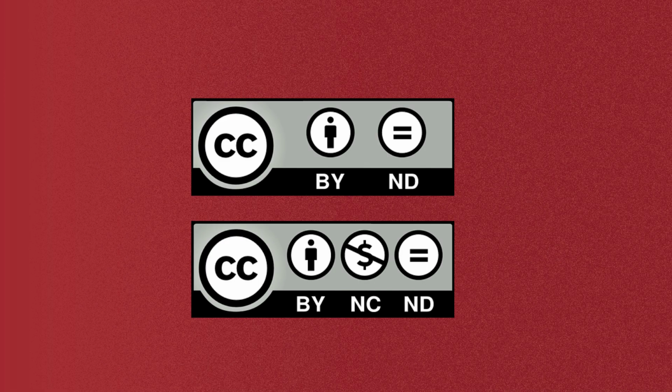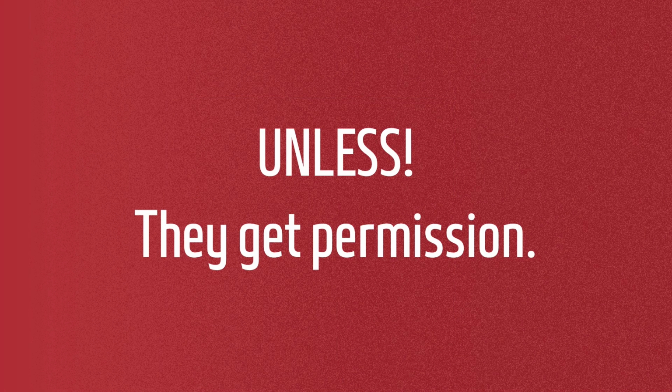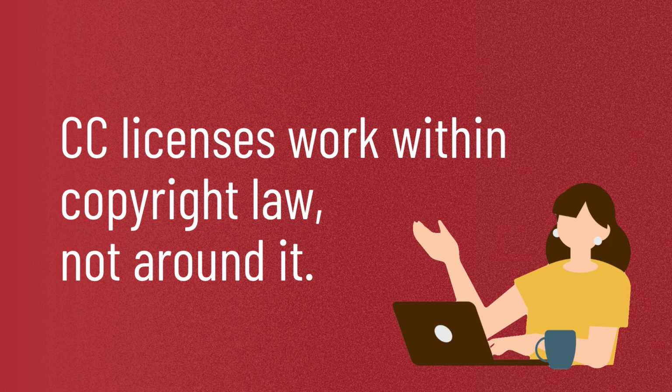There are 2 licenses with the ND component, the previously mentioned CC BY NC ND license and the basic CC BY ND license. The CC BY ND license states that you can only share work as is, whereas the NC ND license adds that your copy of that shared work cannot be sold at a profit. So that's it. No one can adapt, remix, translate, crop, or add to a no derivatives licensed work, unless they get permission. It's important to remember that CC licenses work within copyright law, not around it.